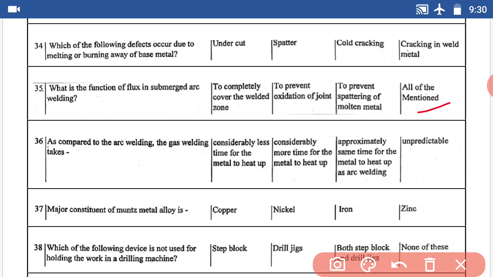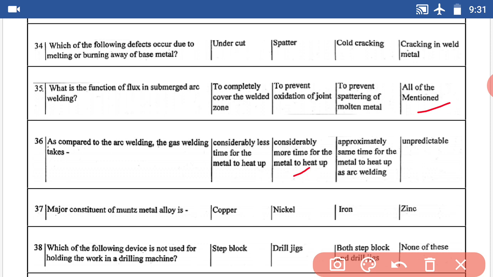Question number 36. As compared to arc welding, gas welding takes dash. This question's answer is considerably more time for the metal to heat up. Option B is the correct answer.